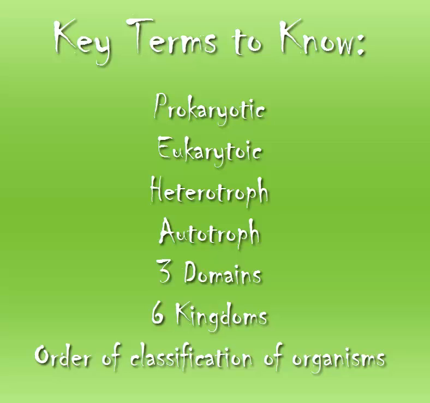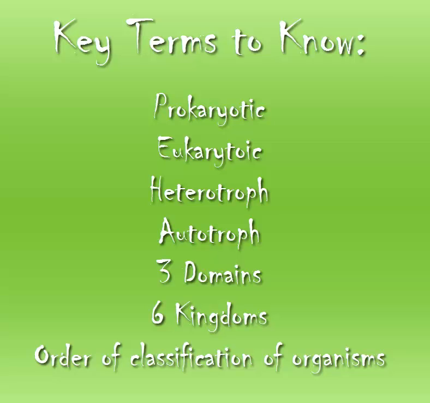Now, you've heard a lot of new terms today. We've covered classification, we've covered prokaryotes versus eukaryotes, heterotrophs versus autotrophs. You are responsible for the following key terms, and additional information from this video may be included on a test, a quiz, or an assignment. But the key things you must focus on are what prokaryotic and eukaryotic mean, how they differ from each other, and which kingdoms they apply to.